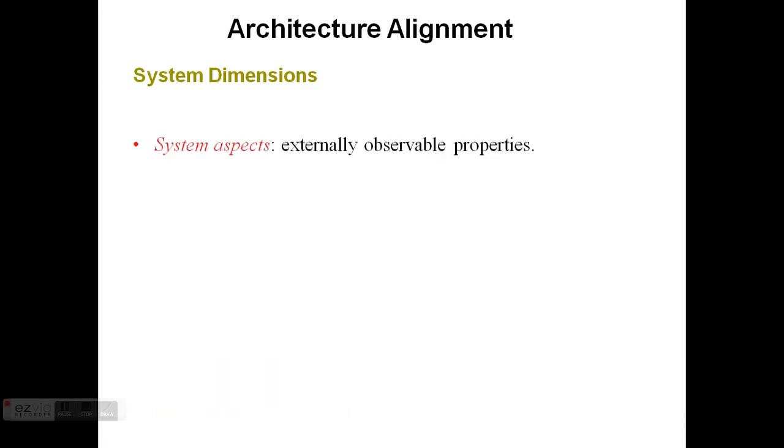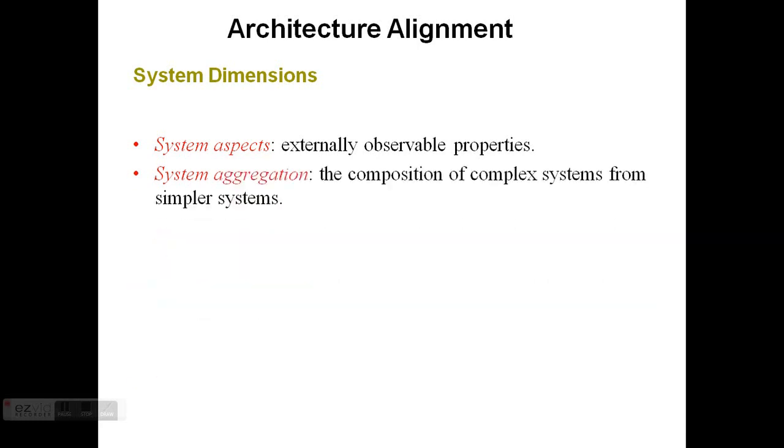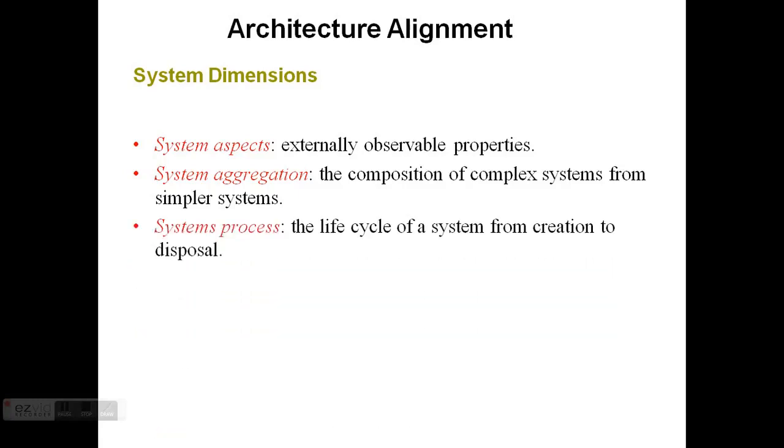First is system aspects, which is about the externally observable properties of a system. So whatever properties are visible from outside the system are called system aspects. System aggregation is the composition of complex systems from similar systems. So it is about the building blocks of a particular system and what is going on inside the system. And finally, the system process is the life cycle of that system from creation to its disposal. Now we go through these in a little more detail.